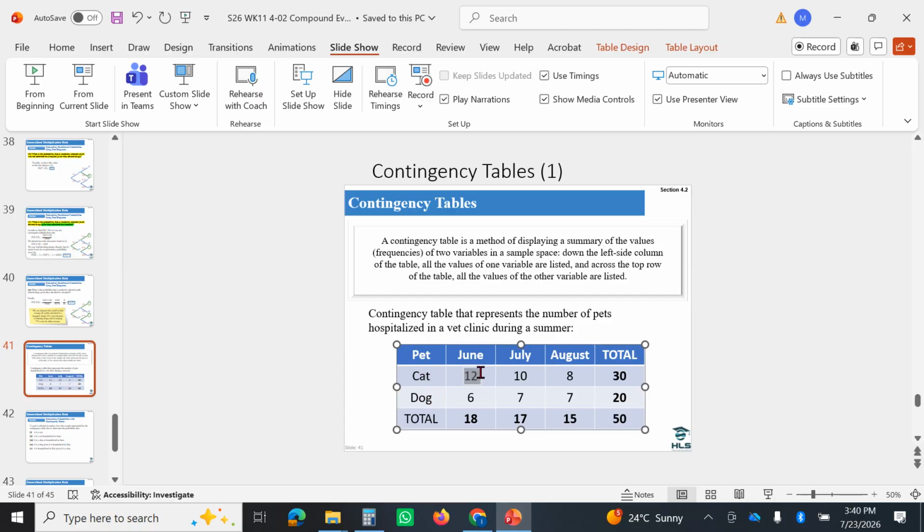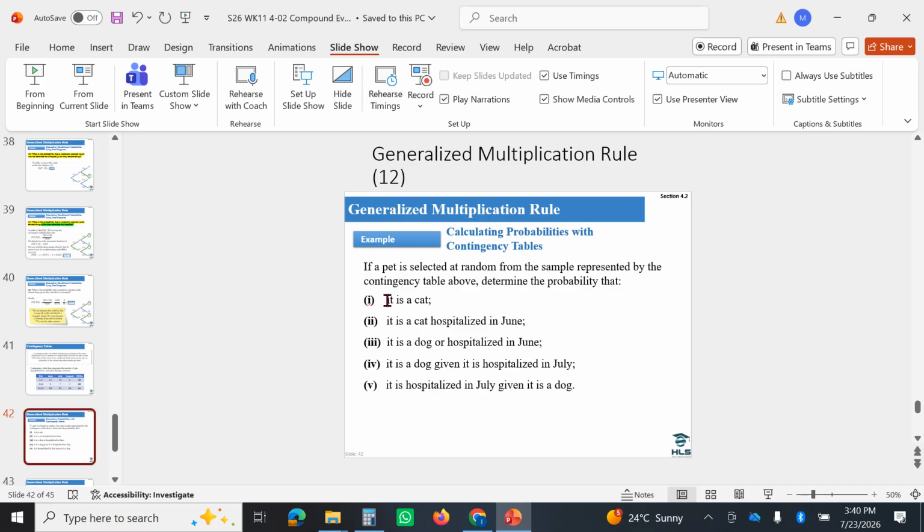So there was 12 cats serviced at the vet, 6 dogs serviced at the vet for the month of June, totaling 18 animals in total. Same was done for July, August. So our total number of animals is 50, 30 cats, 20 dogs, 15 processed in August, 17 in July, 18 in June. So you can kind of see here, these are nice. Okay, they lay it all out for you.